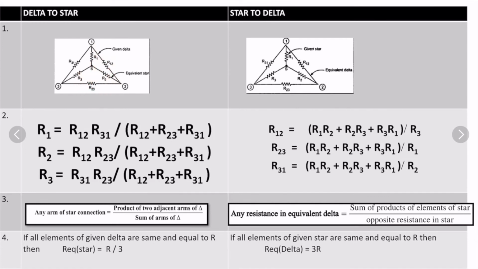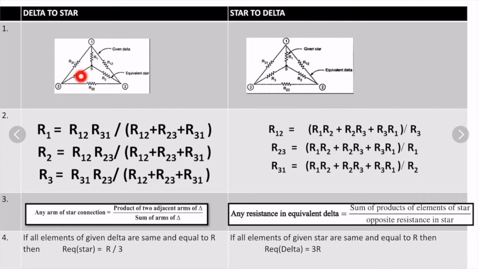So if you remember the formula which we have discussed in previous videos, R1 is going to be equal to the multiplication of adjacent elements. R1 is here, and the adjacent elements of R1 are R12 and R31. So R1 is equal to R12 into R31 divided by the addition of all, that is R12 plus R23 plus R31. Similarly, for R2, the adjacent elements are R12 and R23, divided by the total resistance or addition of all.